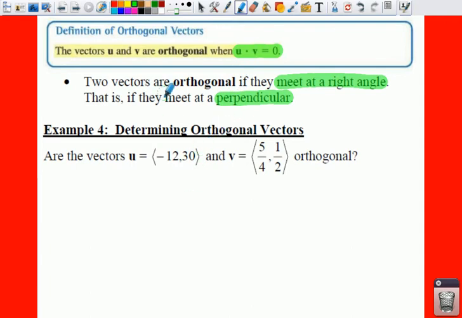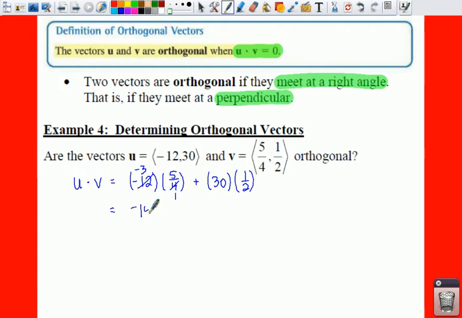So we need to look at example 4, and we need to determine if these two vectors are orthogonal. So we just need to find our u dot v. That means we're going to take negative 12 times 5/4 plus 30 times 1/2. So negative 12 times 5/4, well, this becomes a negative 3, this becomes a 1, so negative 3 times 5 gives you a negative 15, plus 1/2 of 30 is 15, which gives you a 0.